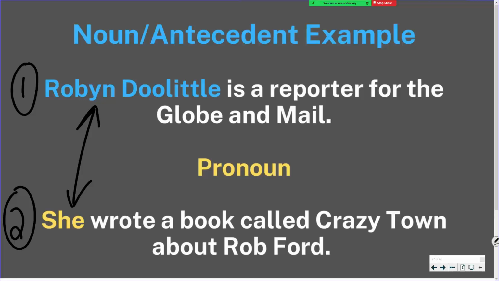The writer doesn't say, "and by she, I refer back to Robin Doolittle," which would be kind of pointless. But as a reader, as a listener of the English language, you know that "she" is standing in place for Robin Doolittle. Robin Doolittle is my antecedent. Ante means before. Antecedent, right? And she is my pronoun.